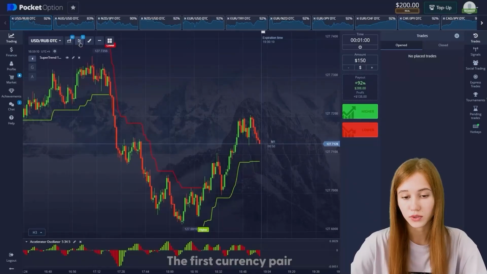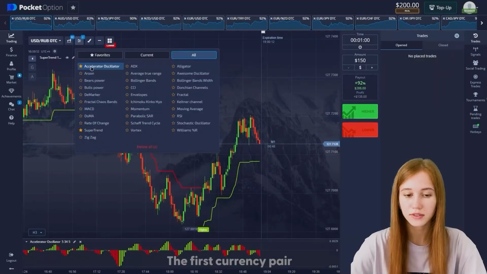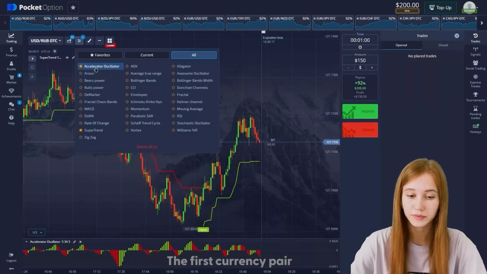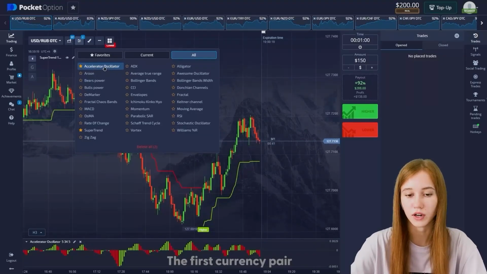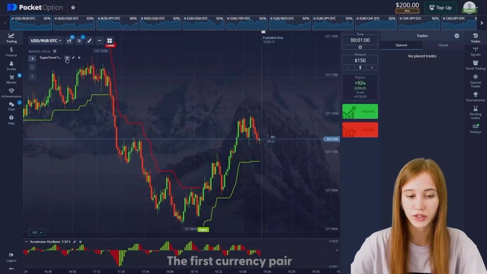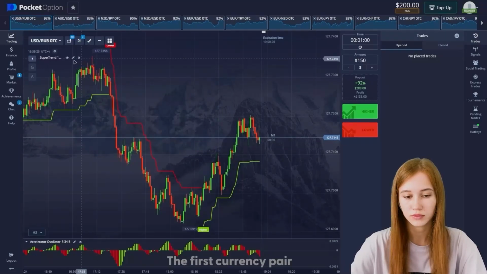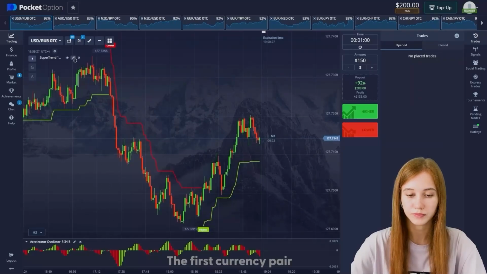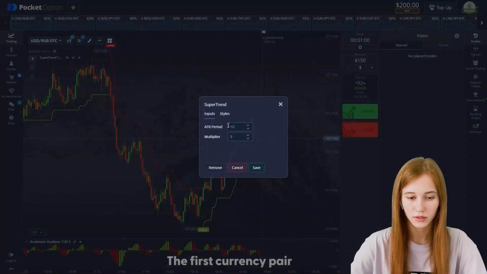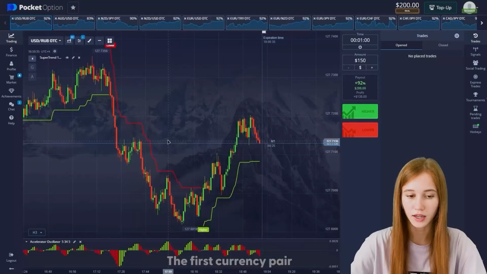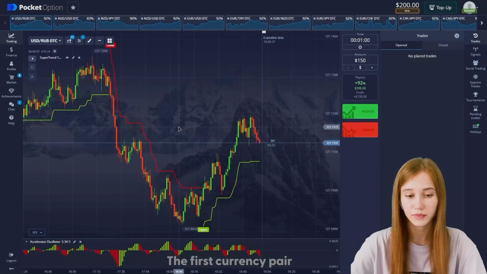Today we'll use two good indicators. The first one is the oscillator. The second one is super trend. Let's talk about it. Super trend, I'll show you the settings. The settings are like this. Here at 10, here at 3, styles are like this. And let me tell you quickly now.